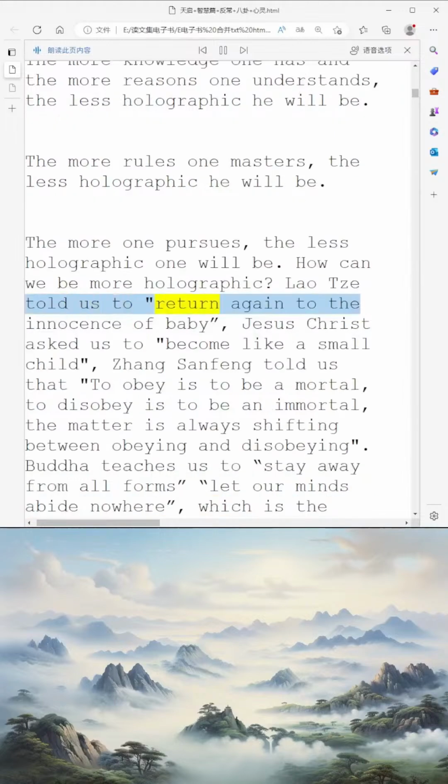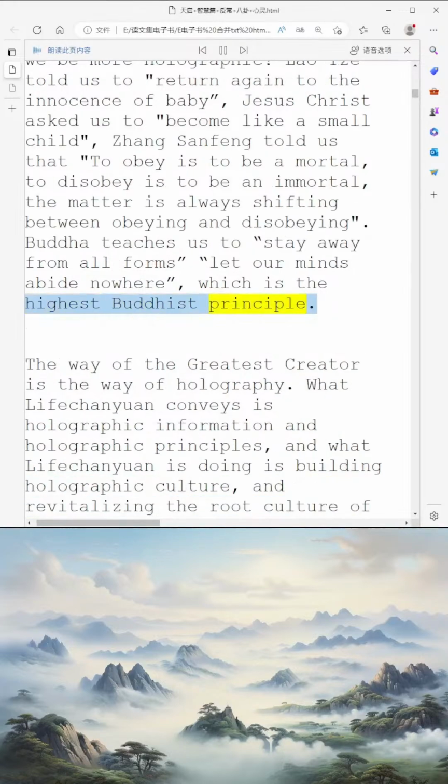Lao Tzu told us to return again to the innocence of a baby. Jesus Christ asked us to become like a small child. Zhang Sanfeng told us that to obey is to be immortal, to disobey is to be an immortal. The matter is always shifting between obeying and disobeying. Buddha teaches us to stay away from all forms, let our minds abide nowhere, which is the highest Buddhist principle. The way of the greatest creator is the way of holography.